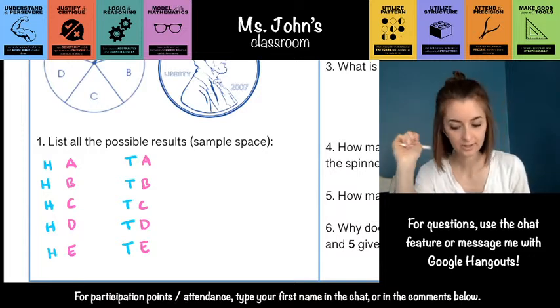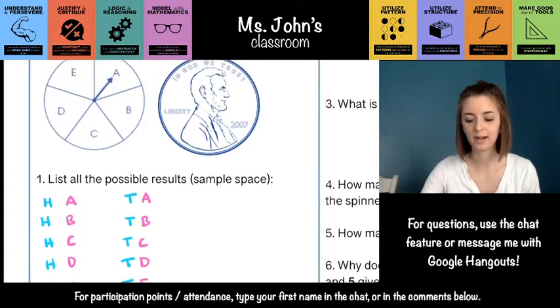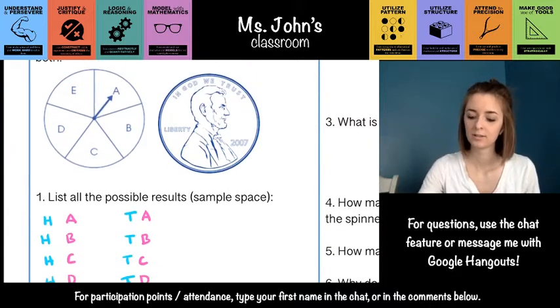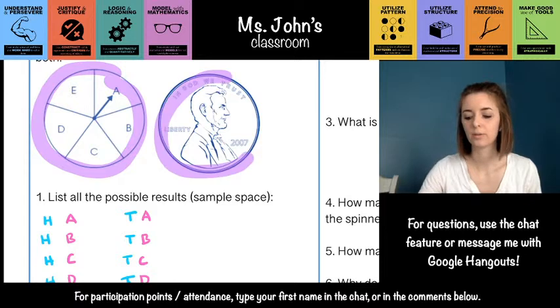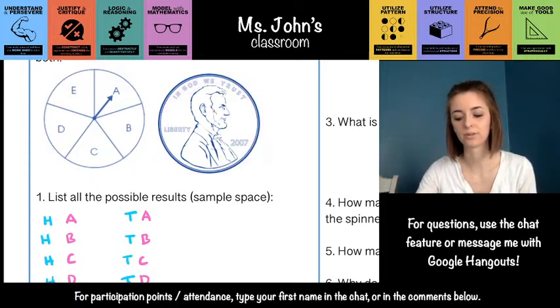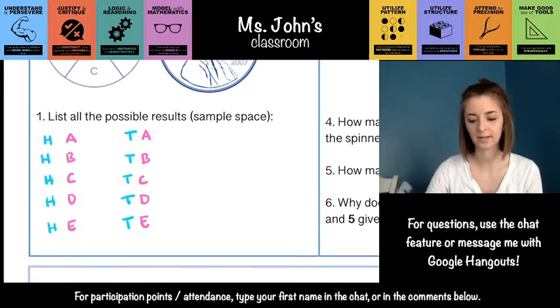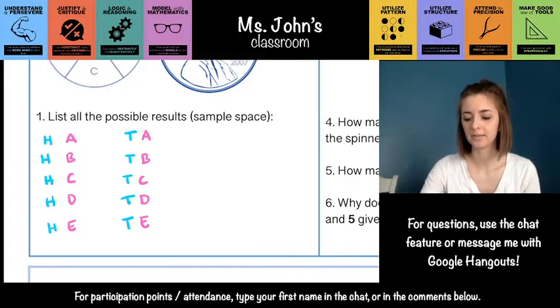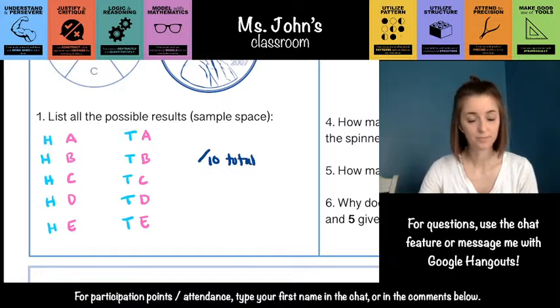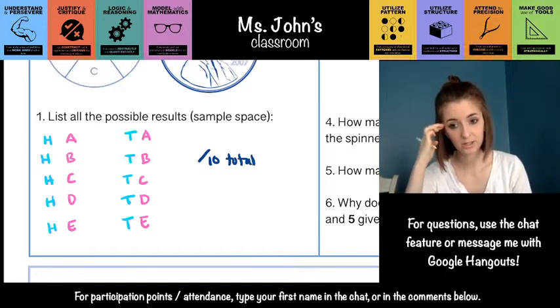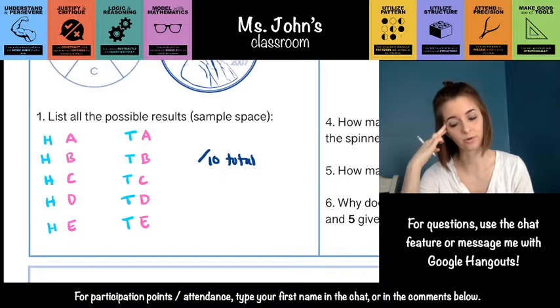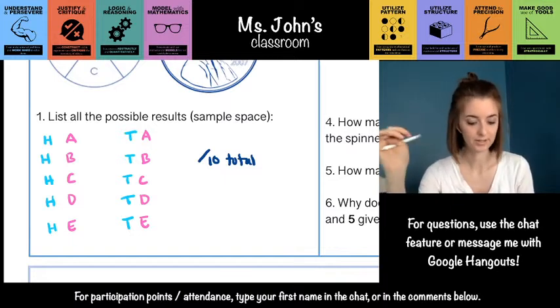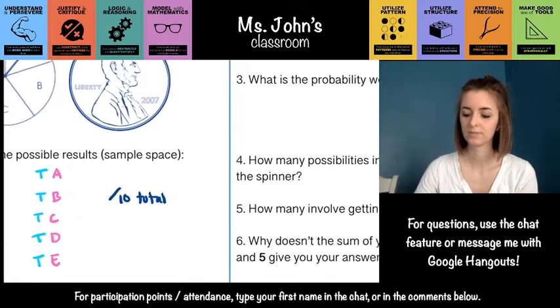So it looks like there's 10 total, which makes sense because with the counting principle, I have five options here and two options here. So that gives me a total of 10 options when we multiply. That checks out. So there are 10 total, and the denominator of our probability fractions should be 10 because there's 10 total possibilities, until we reduce it, of course, because then it changes.